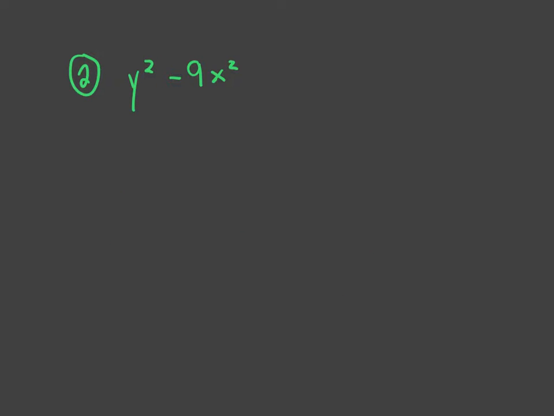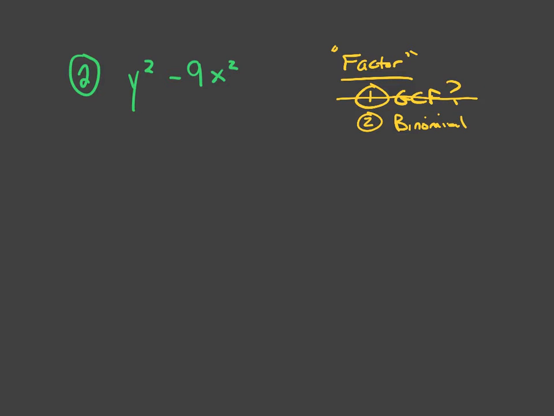Number 2, y squared minus 9x squared. First check, greatest common factor. We can't take y out of both terms. So that means there's no greatest common factor. Next, it is a binomial, as almost all of these will be in 11.4. We've got a minus in the middle, so this is definitely difference of something.